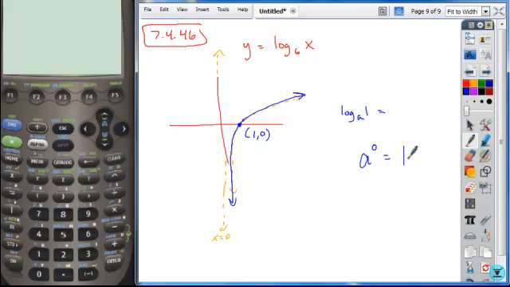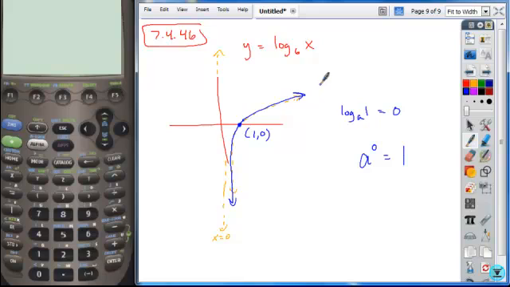So this property is true: a to the 0 equals 1. What that means is anytime your number inside the log has a value of 1, the y is 0. So that allows you to find your x-intercept. Basically the x-intercept is whatever value of x would give you a 1 inside your log. So the answer is just (1, 0) for your x-intercept.